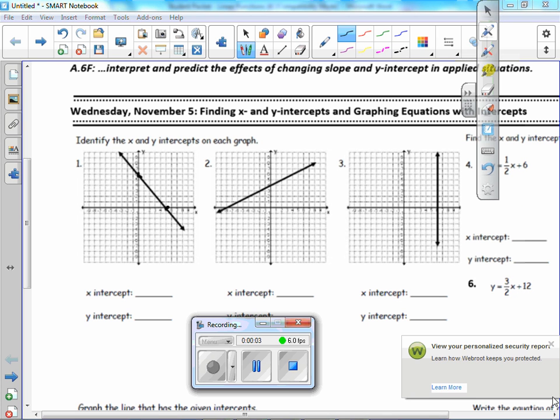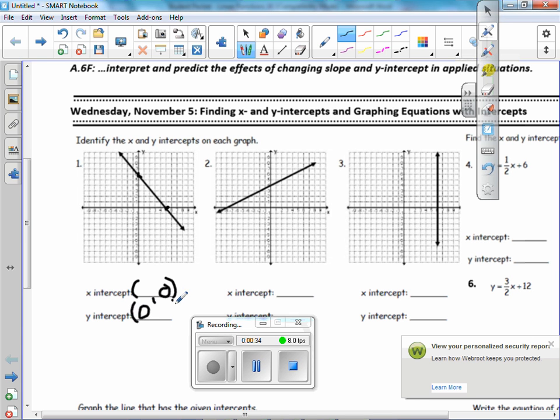Okay, a review for the test. One of the things you have to understand is what the intercept means. It's where the graph crosses the x or y axis. In order to determine the x-intercept, what needs to be 0? Yes, y needs to be 0. If I want to determine the y-intercept, what needs to be 0? X needs to be 0.